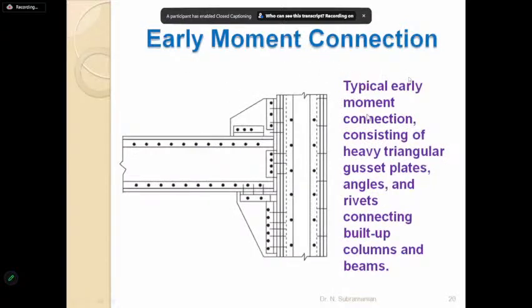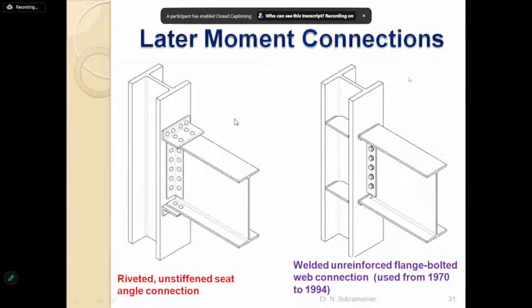So early moment connections were very cumbersome. They consisted of heavy triangular gusset plates, angles, and rivets connecting built-up columns and beams. And for later moment connections, I have shown two. One is the riveted unstiffened seat angle connection. The other is the welded unreinforced flange bolted web connection. This was used from 1970 to 1974.